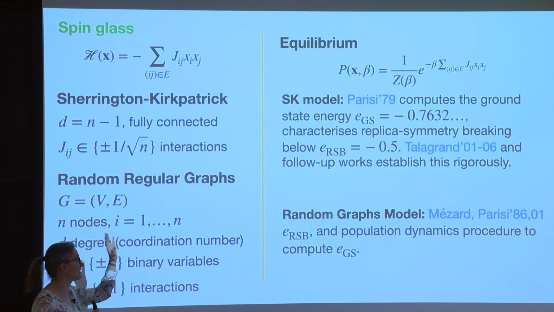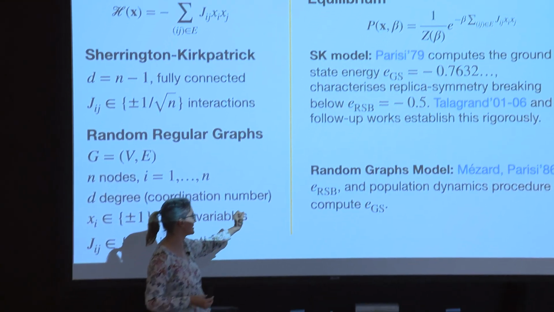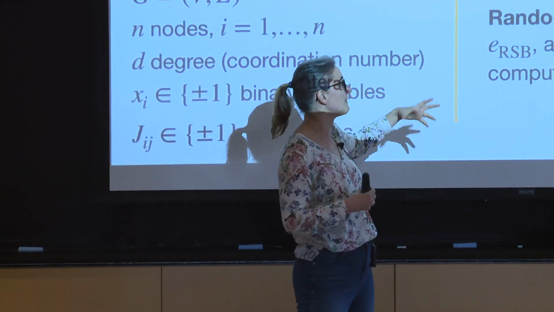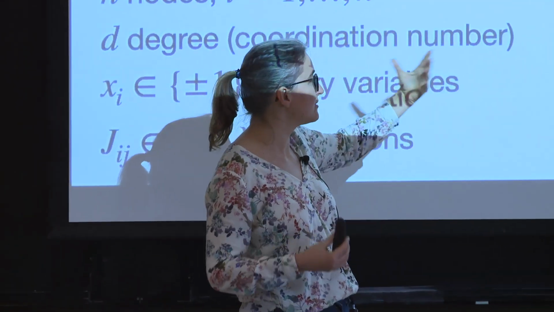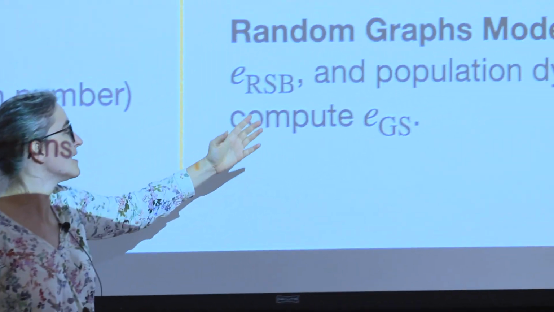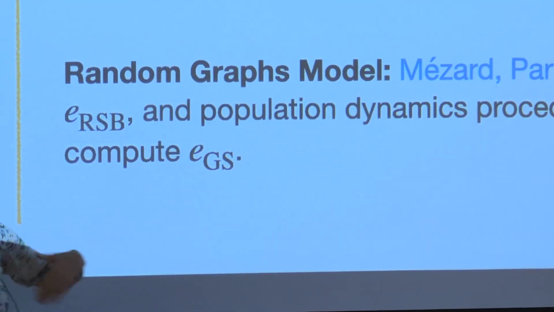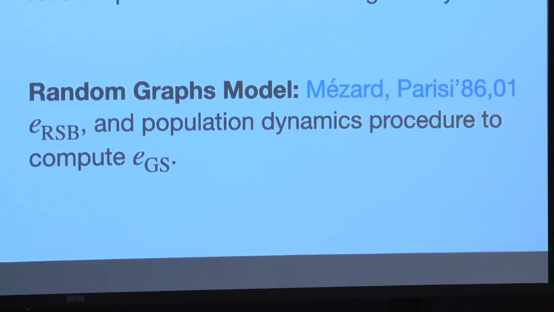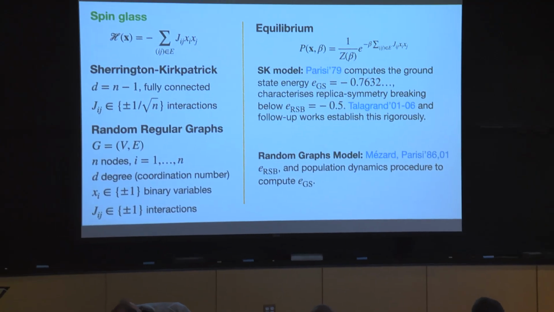And then there is a big line of work that I am not putting here. On random graphs, it's a bit more complicated, at least from the mathematical point of view, but we do have a prescription for where the replica symmetry breaking happens and at least a numerical population dynamics procedure to compute the ground state energy. So this has been studied a lot and we know a lot.